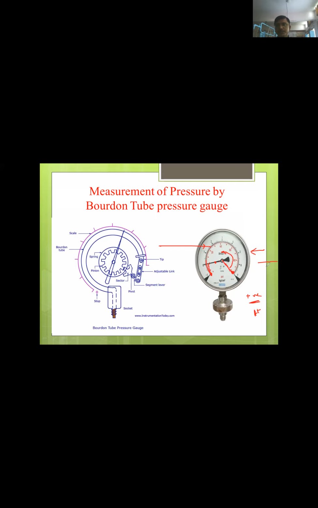Okay, the pressure which is less than atmospheric pressure, or we call it a vacuum pressure or negative pressure. If you want to measure this, then in that case we use the vacuum gauge.